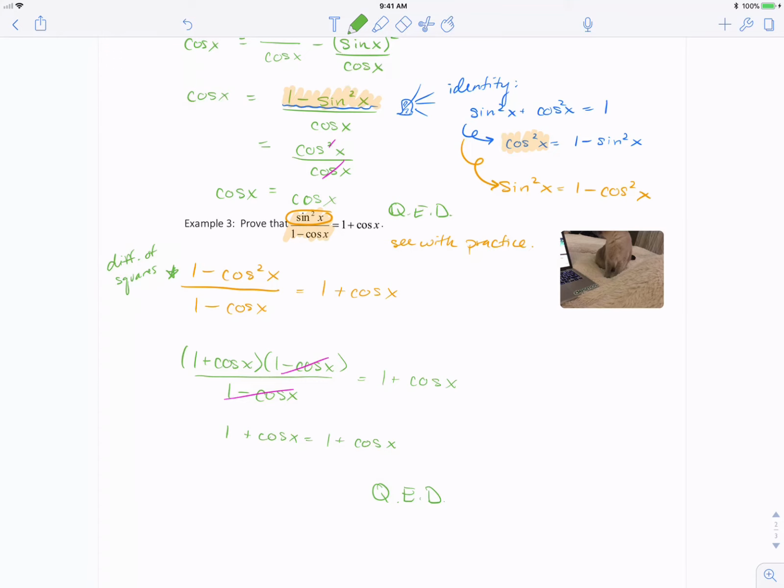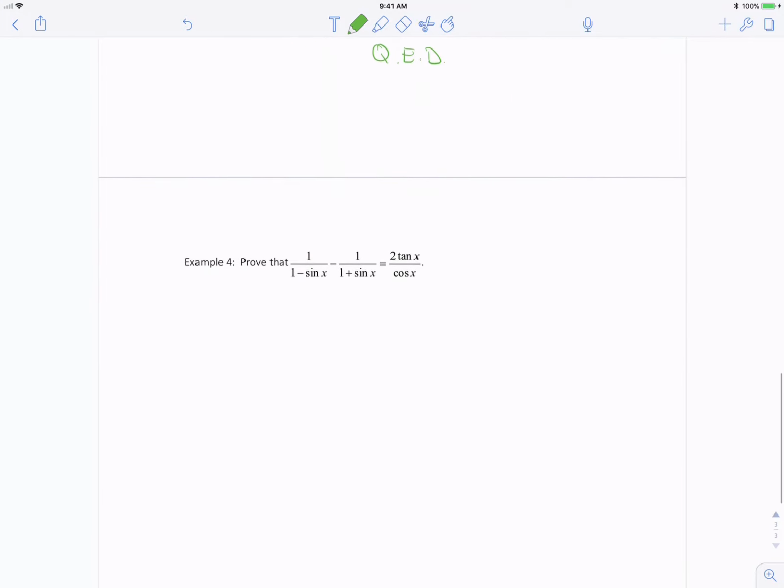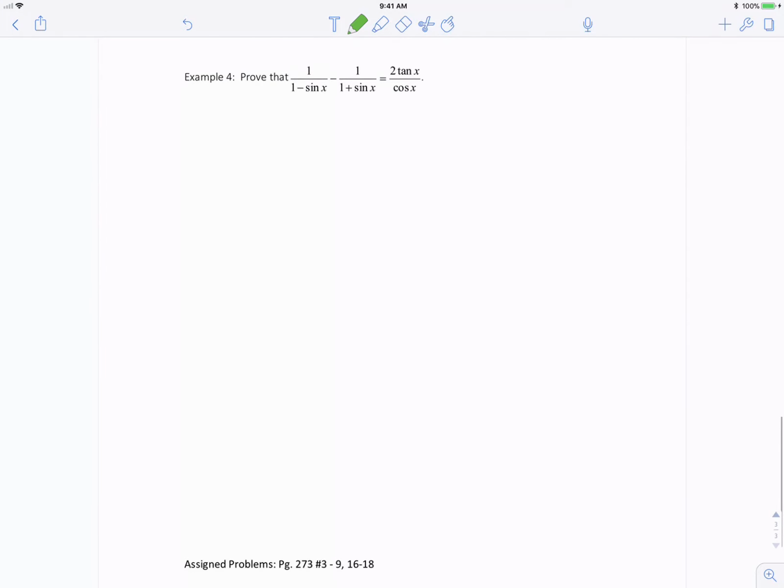We're starting to progress on the difficulty, which just means I need to look harder and harder to reduce my functions. Question 4, and this is our last one. Prove that that whole mess on the left-hand side equals 2 tan x over the cosine of x. So this is the side that I'm going to work with, the more complex side.